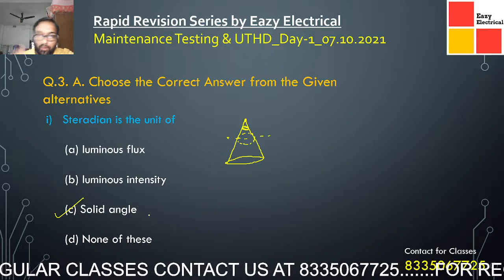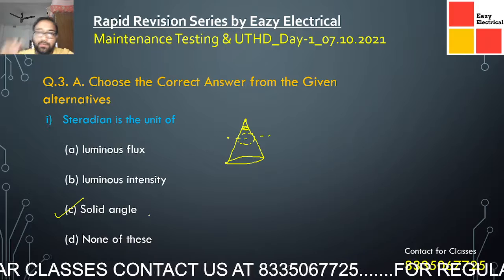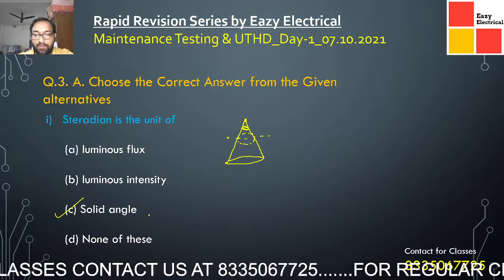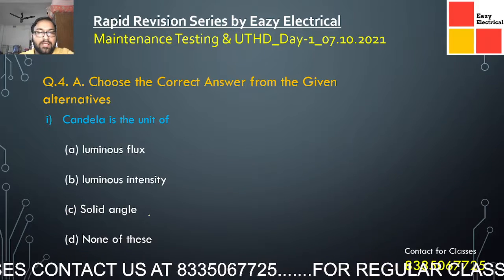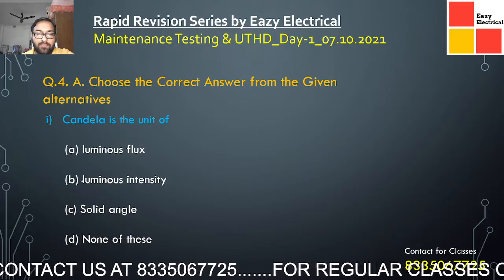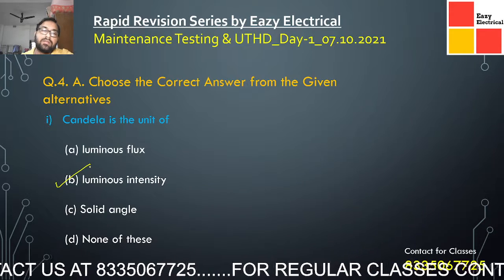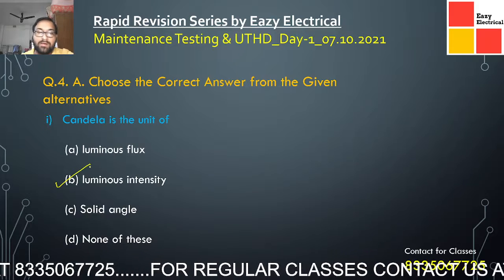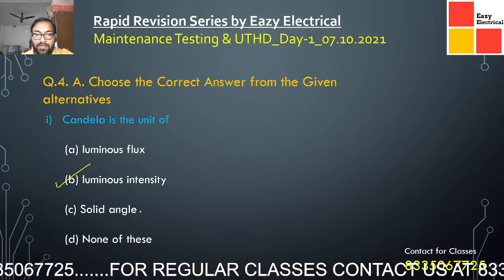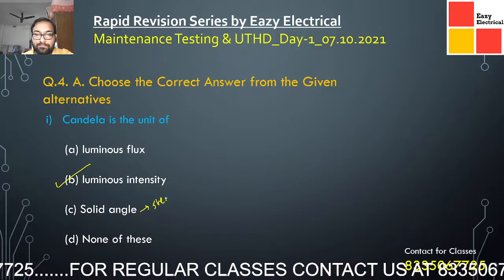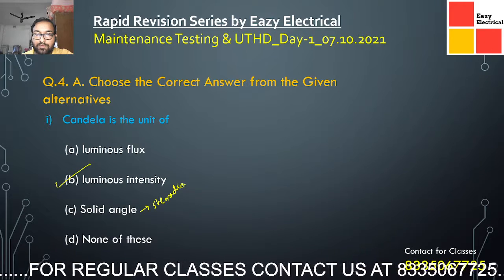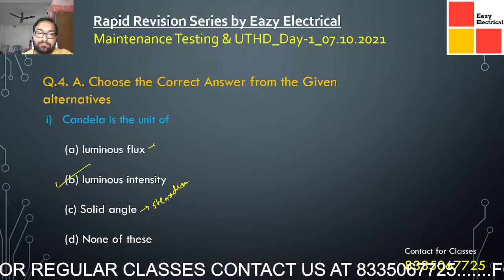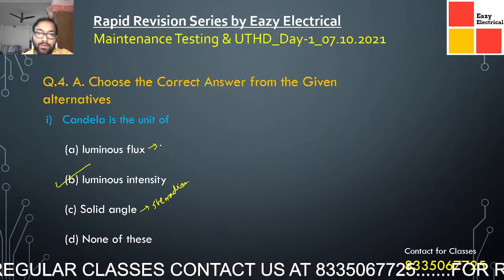If you look from the top, the angle that is formed is called the solid angle. Now coming to the next point, what is the unit of candela? Candela is the unit of luminous intensity. Okay, so you must keep in mind that thing. And solid angle, we have found that the unit is steradian. Okay, and luminous flux is lumen.